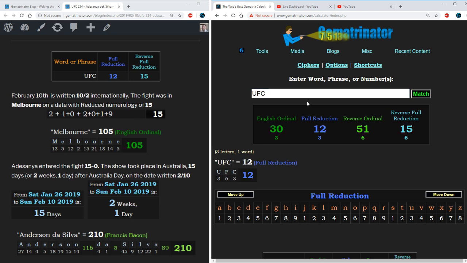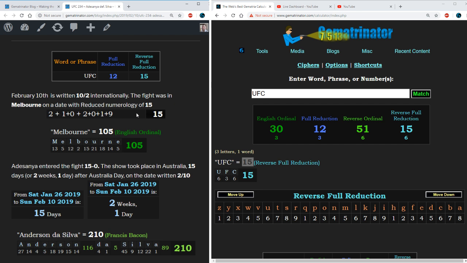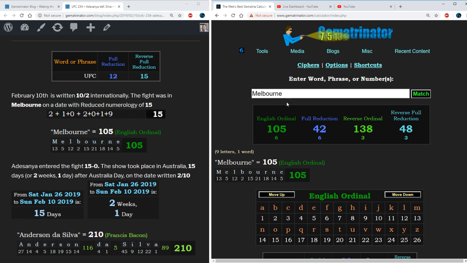But what's more interesting is the reduction values of UFC. Using the rules of numerology, UFC sums to 12. And in the reverse alphabetic order, it sums to 15. February 10th, the date of this event, had numerology of 15 when reduced, with all the numbers here added individually together. It took place in the city of Melbourne, Australia. In the alphabetic order, our most significant cipher, notice how Melbourne equals 105, a lot like the number 15, whereas in numerology, the zeros are ignored.